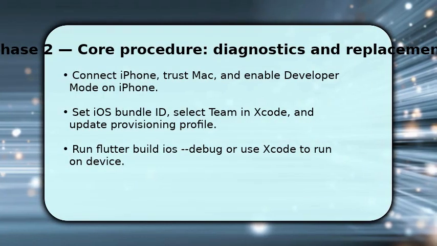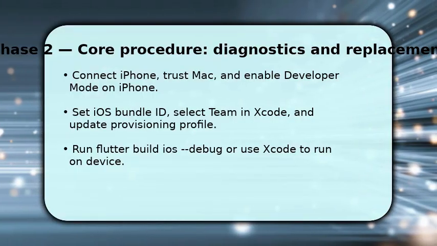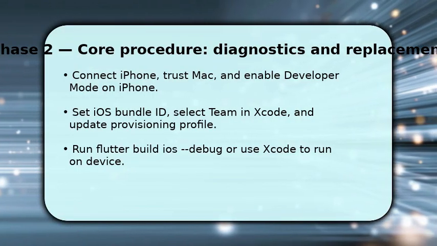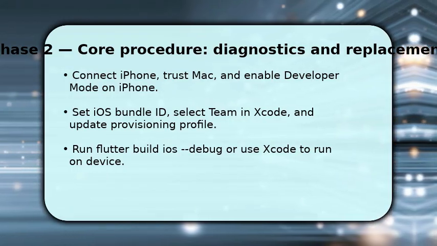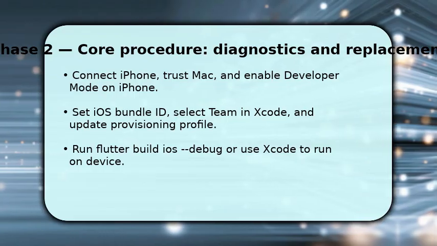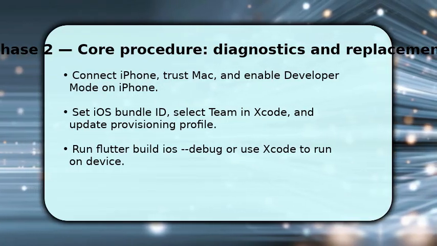You now configure the project and execute the build. Open iOS/Runner.xcworkspace in Xcode, set the bundle ID, and choose your team so automatic signing generates a provisioning profile. This is why Xcode must manage signing.